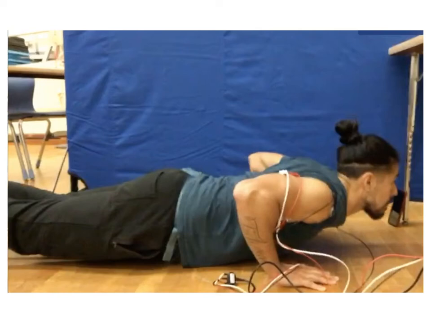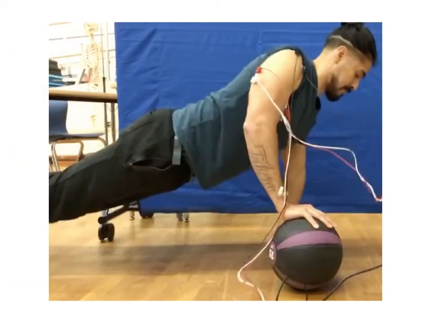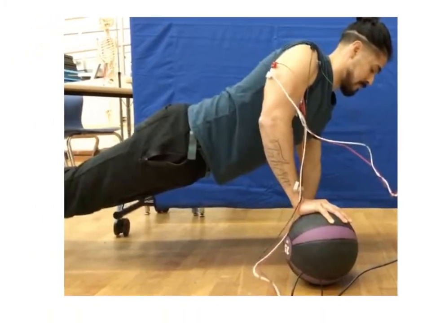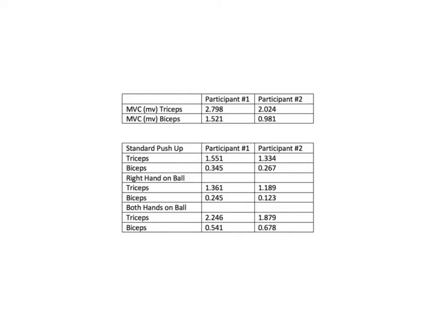So I'm going to take you through an EMG, electromyography, example of collecting data on the triceps brachii and the biceps brachii for push-ups. We're going to compare a standard push-up to a push-up with the right hand on a ball and then two hands on the ball. Here's the image of the right hand on the ball, and these are the data that I'm going to show you how to collect.